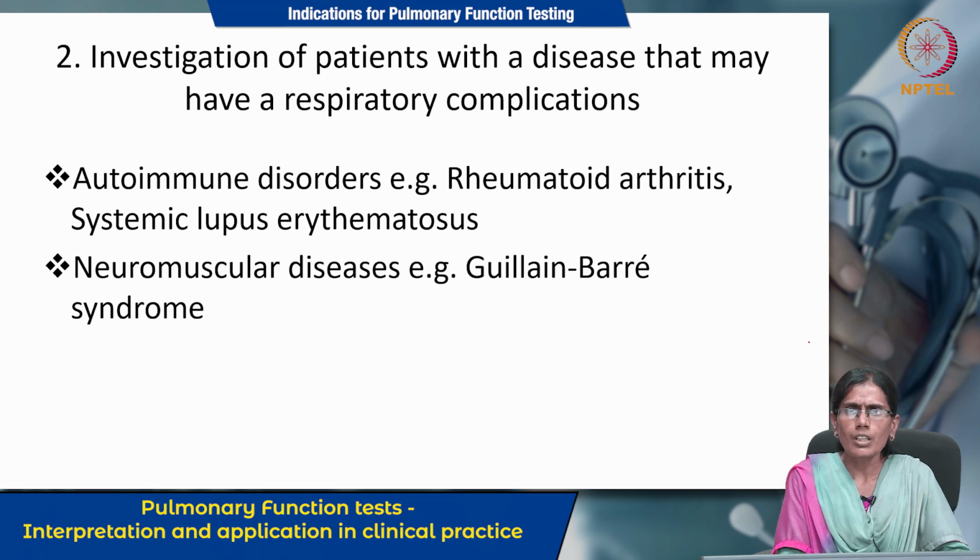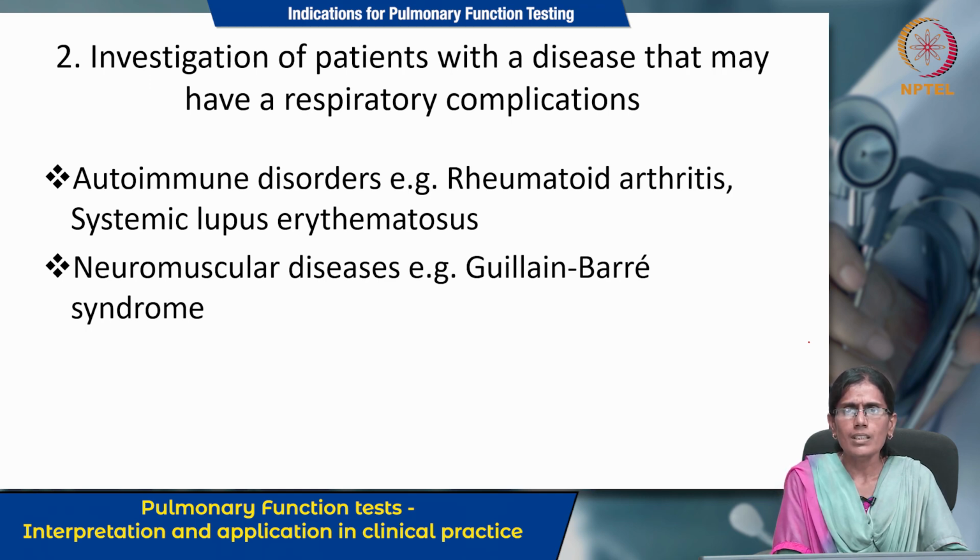We have discussed ILD previously. ILD is a form of restrictive lung disease. So we'll start with spirometry, we'll assess the lung volume, and we'll do DLCO. The next example being neuromuscular disorder. Here I want to discuss Guillain-Barré syndrome. In Guillain-Barré syndrome, it's also an autoimmune disorder.